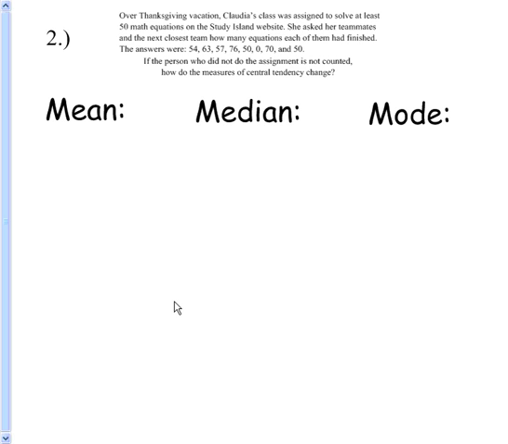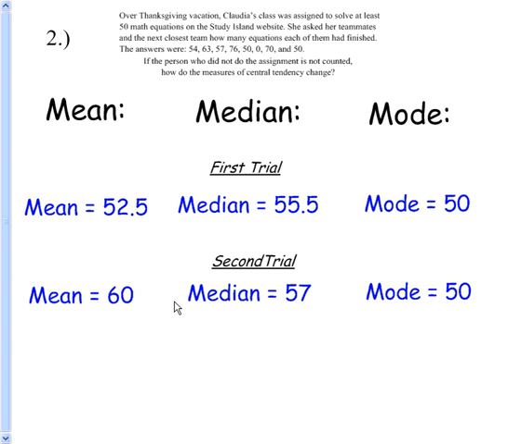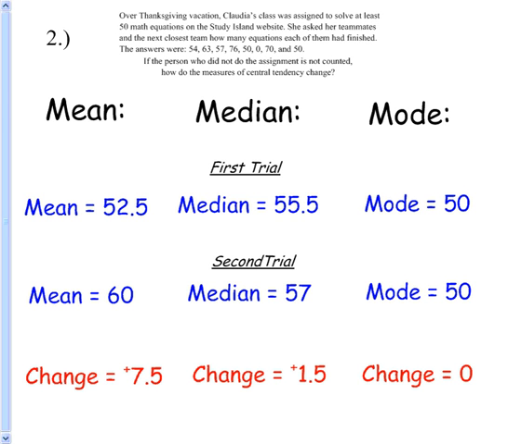Let's compare what the results were between the 2 different trials. The first time we calculated things with the first trial, we had a mean score of 52 and 5/10. The median was 55 and 5/10, and the mode was 50. How does that compare with the second time we calculated things without that 0? Well, the mean is now 60, the median is 57, and the mode is still 50. How did things change? The mean increased by 7 and 5/10. The median increased a little bit, 1 and 5/10, and the mode didn't change at all.